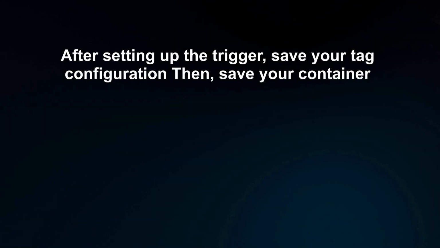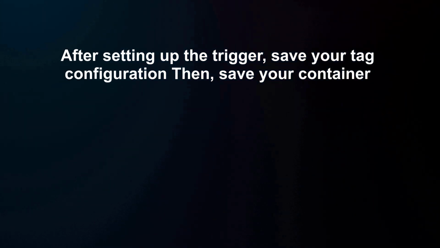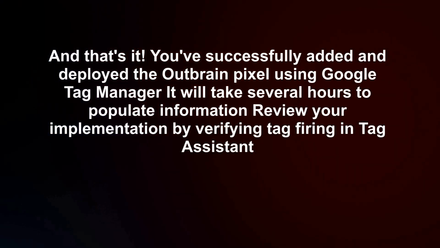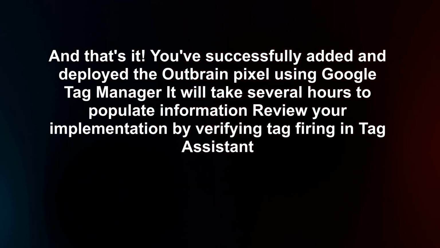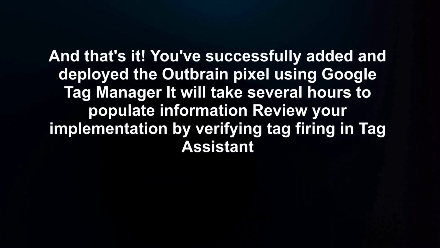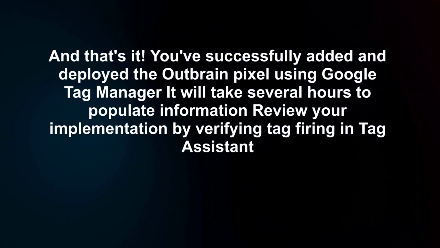After setting up the trigger, save your tag configuration, then save your container. And that's it. You've successfully added and deployed the Outbrain pixel using Google Tag Manager. It will take several hours to populate information. Review your implementation by verifying tag firing in Tag Assistant.